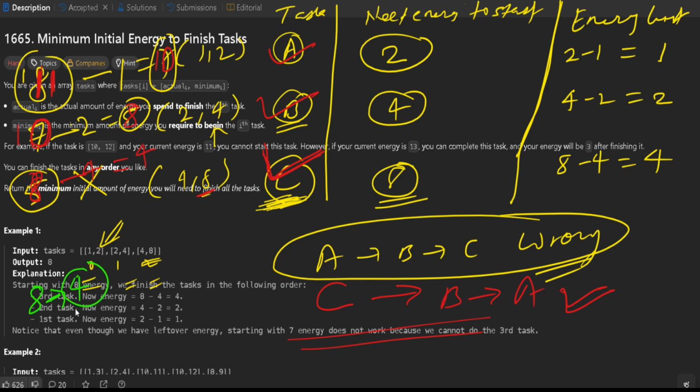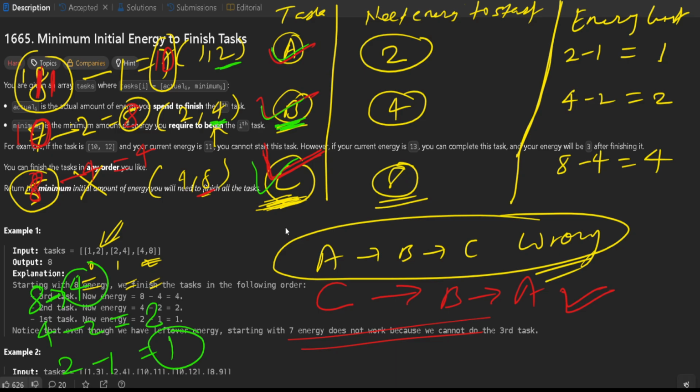Then to complete task B we need 2, right? So the leftover is 4 minus 2, remaining 2. And to complete this task, we need 1. So 2 minus 1 is 1. Still we have 1 left. It means this is the huge difference from where you start, the correct energy, like where you choose the right task. So you are very independent. You can use any of these tasks in any order, right?